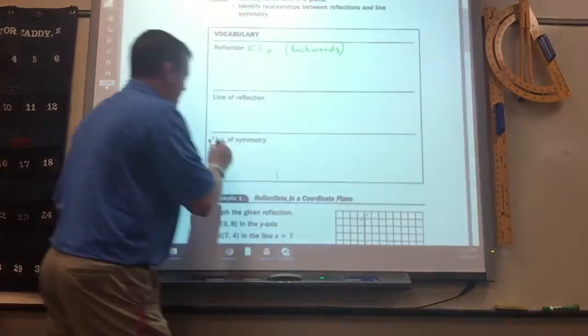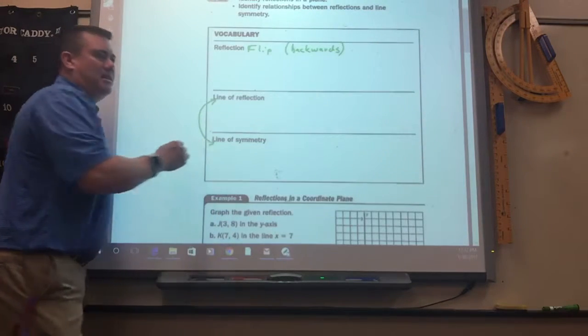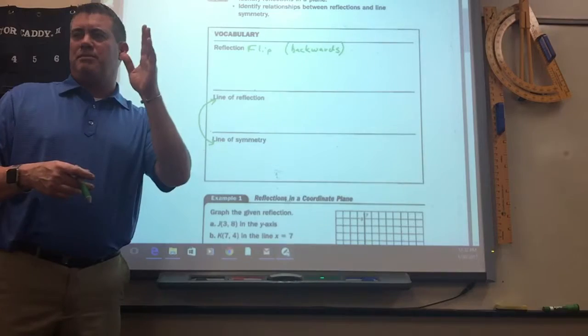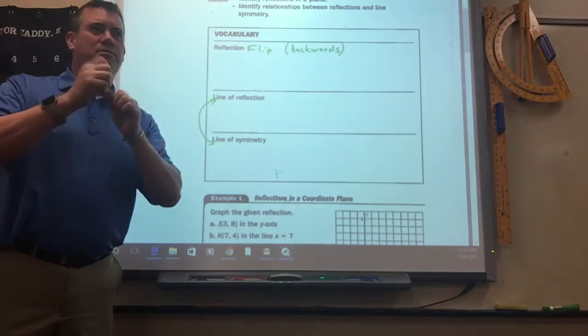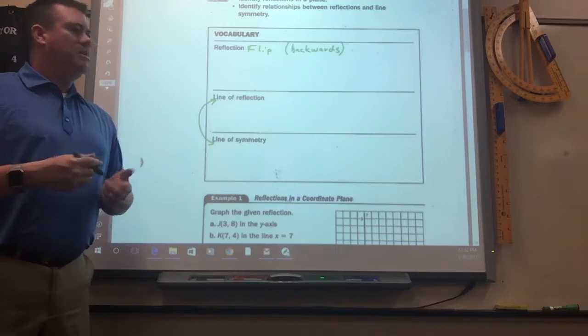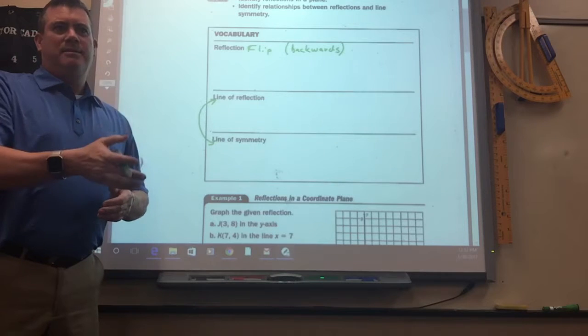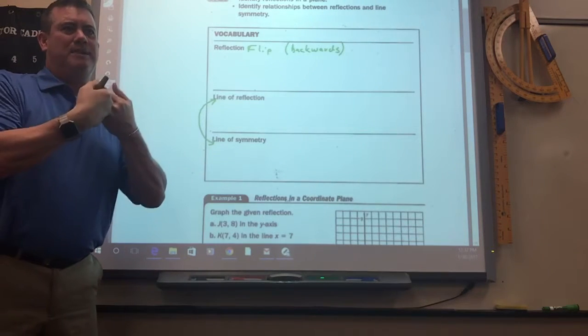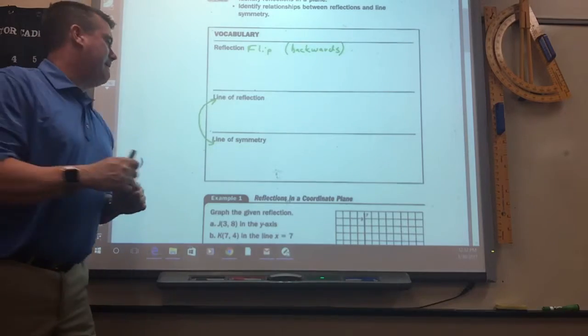Line of symmetry is the same thing as a line of reflection. You guys remember what symmetry means? Same on each side, yep. Like a butterfly. If you cut it in half, it'd be the same on each side. It would fold on top of itself. Okay.